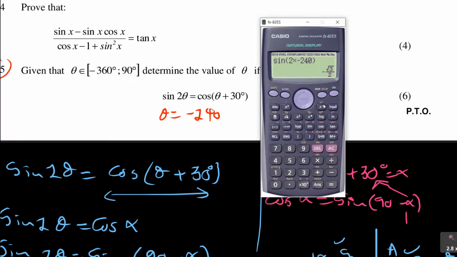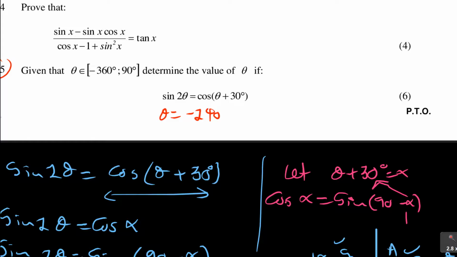You saw that? 2 times that. Let's do that negative 240 on the other side. So we must get that answer. Cos of negative 240 plus 30 must give me that answer. Negative what? Negative root 3 over 2. It's working. Alright. Let's try the other one.